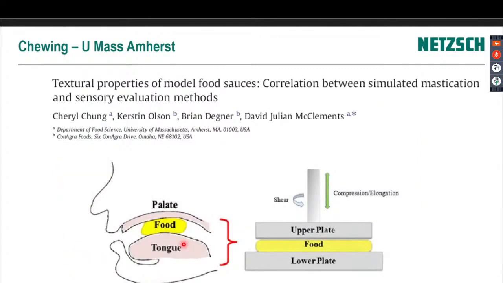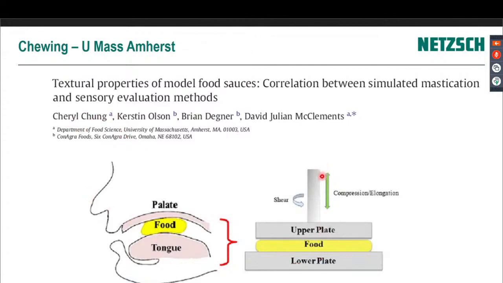So mouthfeel, Jim Steffi generically said you can look at the viscosity at about 60 reciprocal seconds, which is useful to know if it's a drink. But another thing you might want to do is just actually simulate mouthfeel. You can do this on the rheometer. So this is done by Julian McClements' group at UMass Amherst, and a lady here called Cheryl Chung. I think she's graduated now.